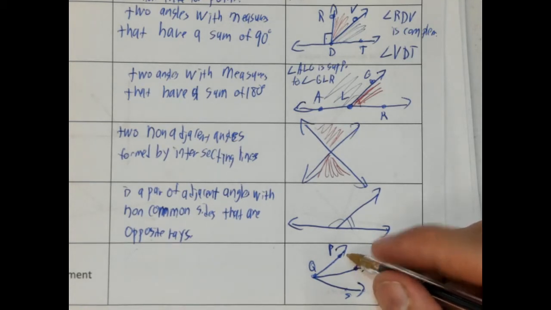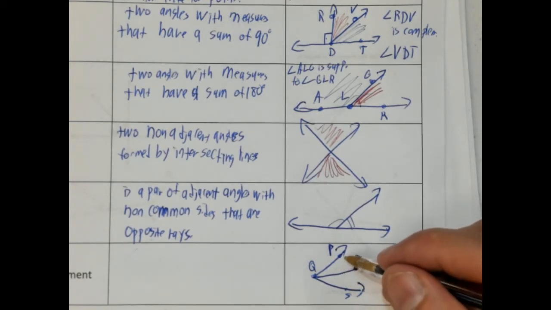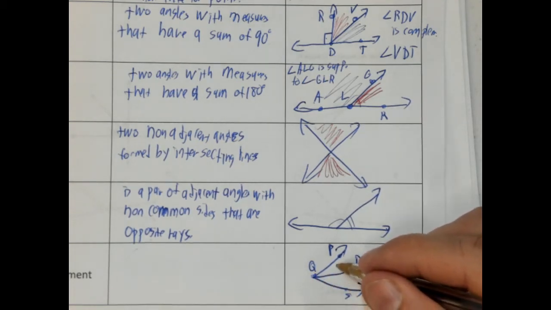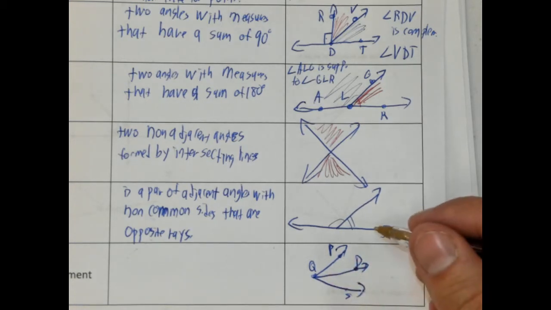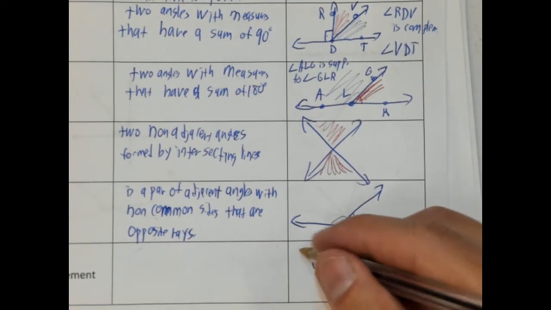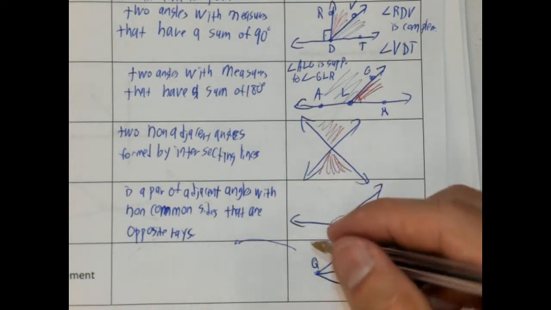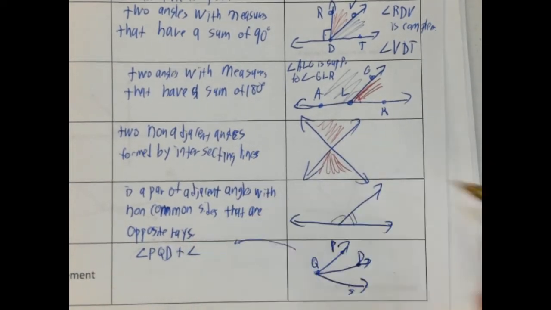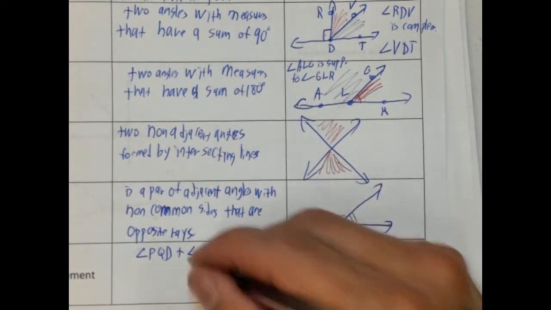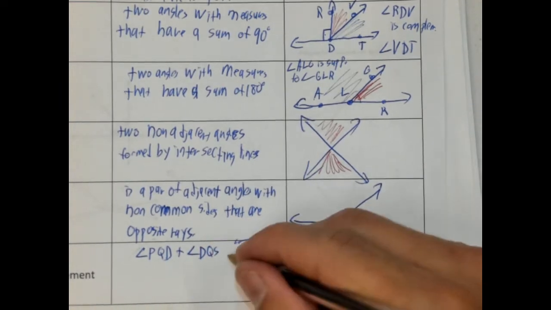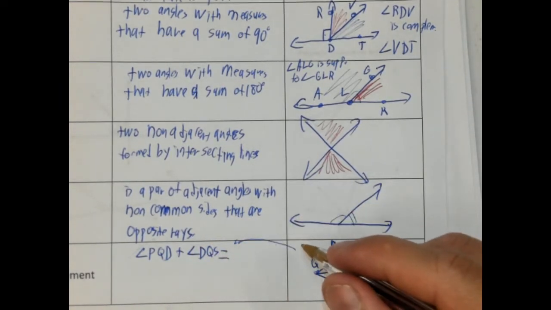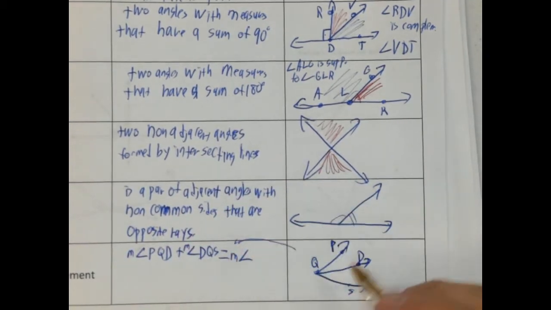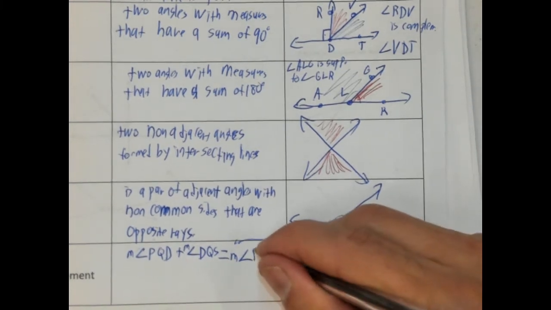And basically what the angle addition statement is telling us is that when you have a larger angle, and there's a ray that splits it into two separate angles, these two separate angles will add up to the larger angle. So for example, angle PQD plus angle DQS equals the measure of, I apologize, this is the proper notation, Brian, the measure of the big angle, PQS.